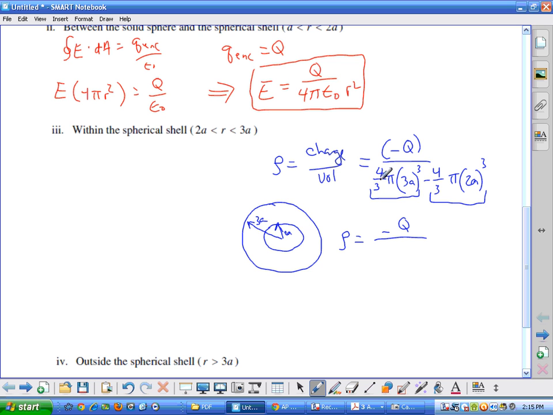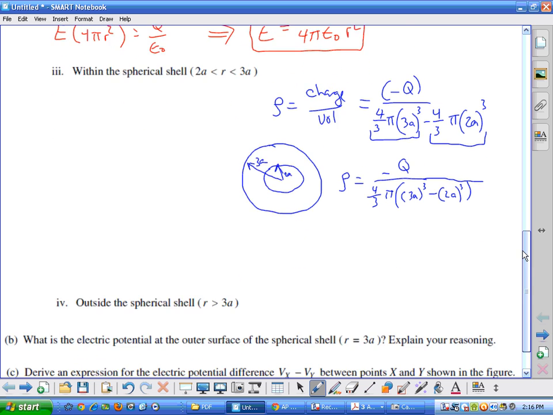We can simplify that a little bit because we have a 4/3 pi in both of the terms. So we have 4/3 pi times 3a cubed minus 2a cubed. Now again, you could simplify that a little bit more, but we're not going to worry about that. The 4/3 pi, or the 4/3 bringing out front, that'll be important.